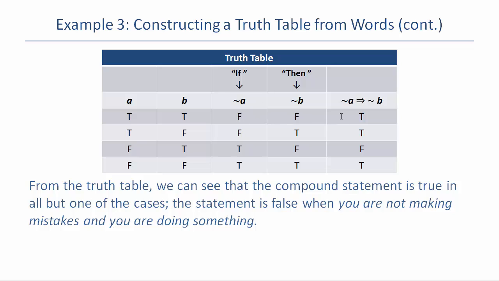So a false to a false is true. A false to a true is also true. A true to a false is where we finally get a false, and then a true to a true is a true. Because remember, when we're doing a conditional, the only thing that matters is if the first part is true and the second part is false, then you didn't hold up your part of the bargain, and that's where it becomes false. Everything else is true.